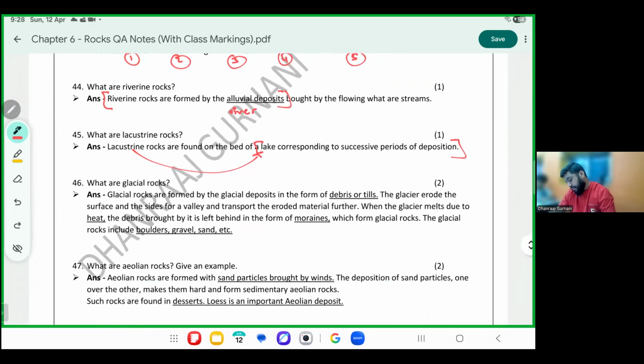Glacial is glacier deposits in the form of debris or tills. The glacier erodes the sides of the valley and transports the eroded material further. But the source is the glacier, in the form of debris or tills.